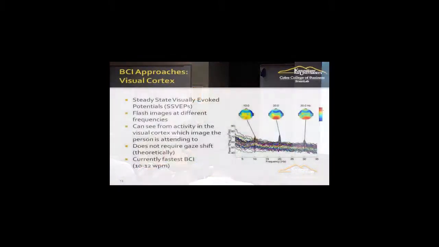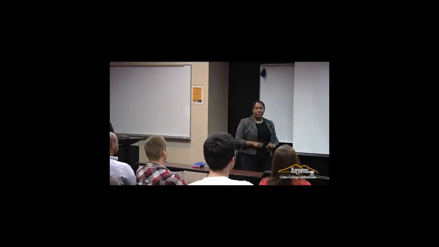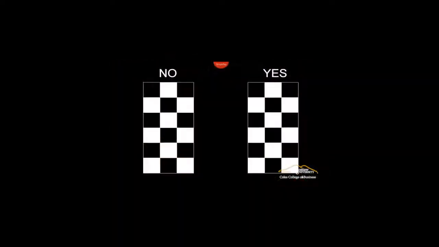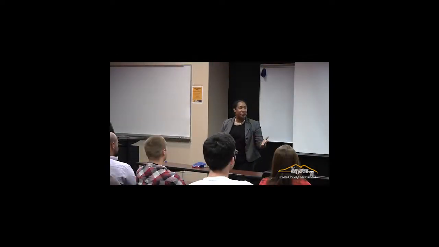All right, this steady state visually evoked potential. When I mentioned something flashing out there, you would see it flashing in your brain. So here's an interface. If I put yes on one side and no on the other, let's say no is going to flash at 6 hertz, which is how fast it's flickering. And the yes will flash at 10 hertz.